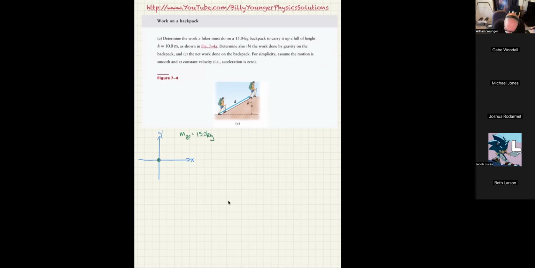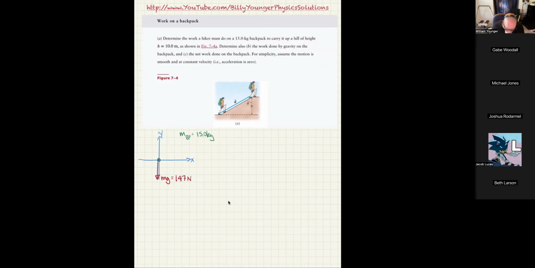So we immediately know one force that's acting is the weight. Since it points in the downward direction, that's a negative direction according to my coordinate system. So this is going to be mg, which is equal to 15 times 9.8, and that's 3 sig figs in both cases. So this is going to be 147 newtons.